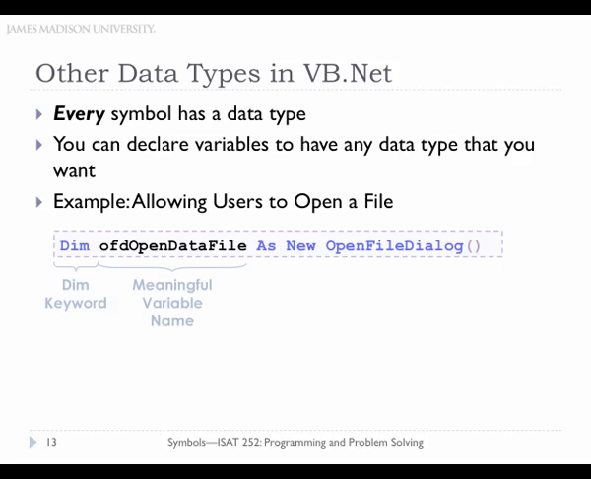We have a meaningful variable name starting with a 3-letter prefix, OFD, which stands for Open File Dialog, and then Open Data File, which is what we plan to do with this dialog box. We have the new keyword, which I'll explain in a bit, and then we have the data type, which in this case is Open File Dialog. You'll also notice that I have parentheses there because frequently when you create objects or variables that are not one of the basic types, you need to have those parentheses there to indicate that this is a new object of that type.